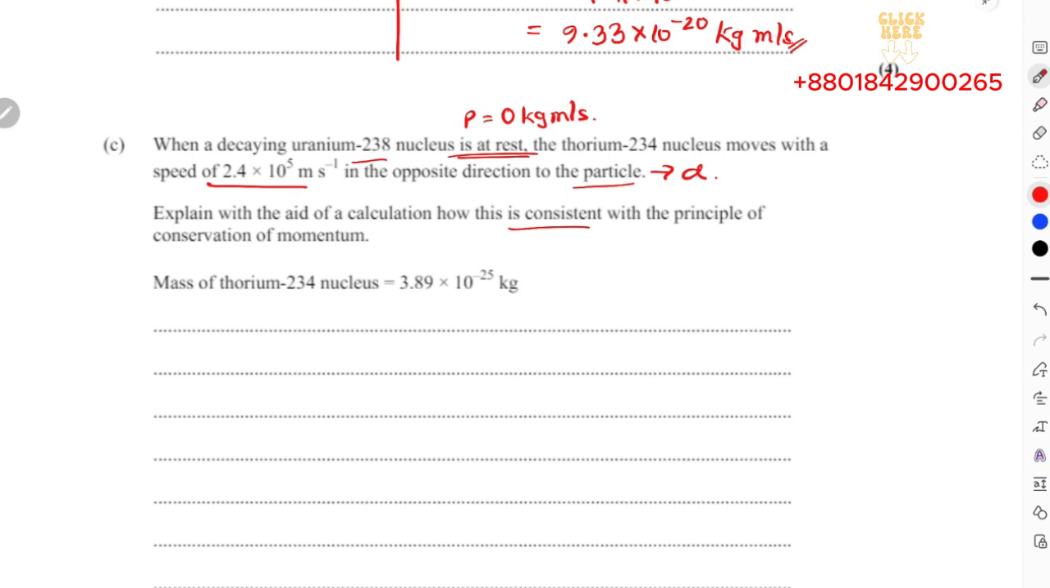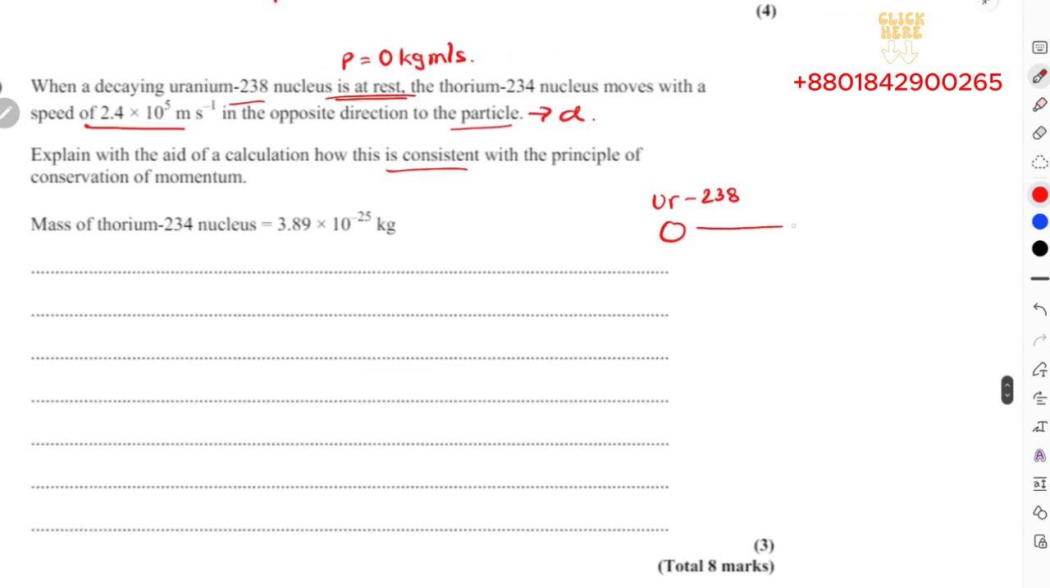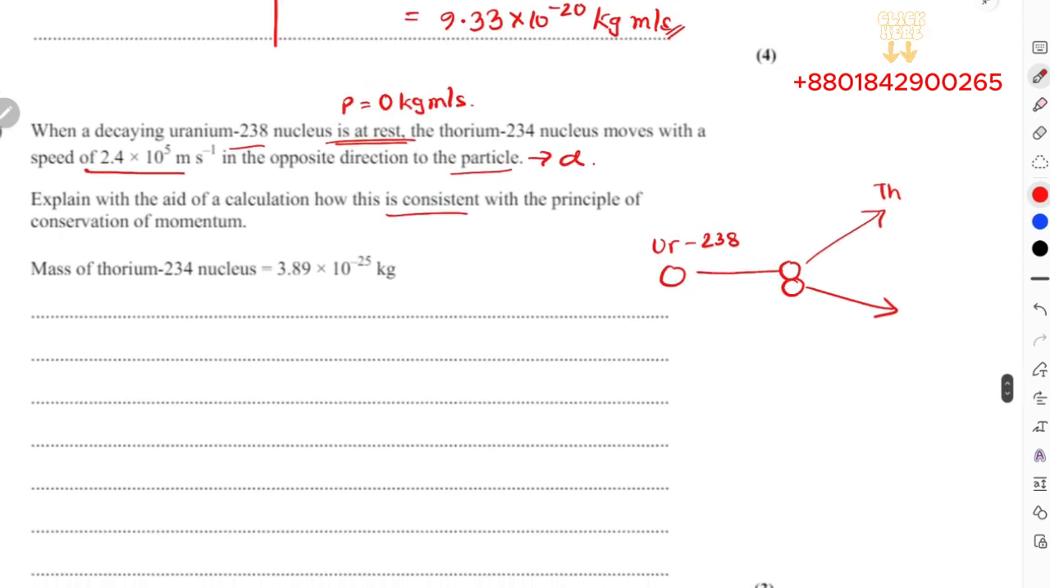I already know that this is how the entire thing is working. At the very start, you only have uranium 238, and then it decays into two particles, and the two particles will move away from each other. This is the thorium, yeah, thorium 234, and this was your alpha.